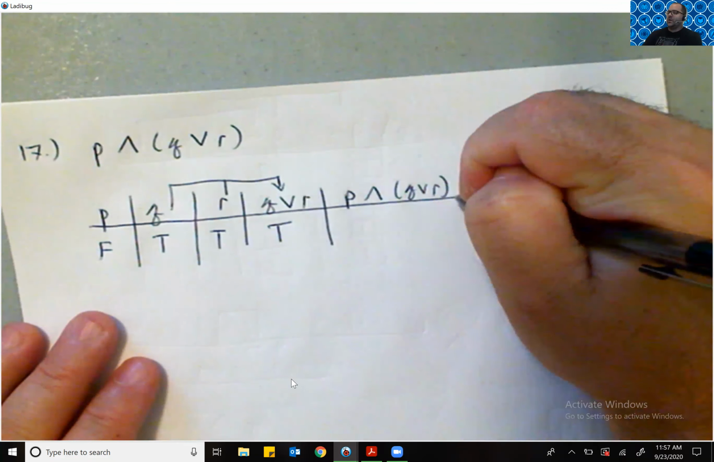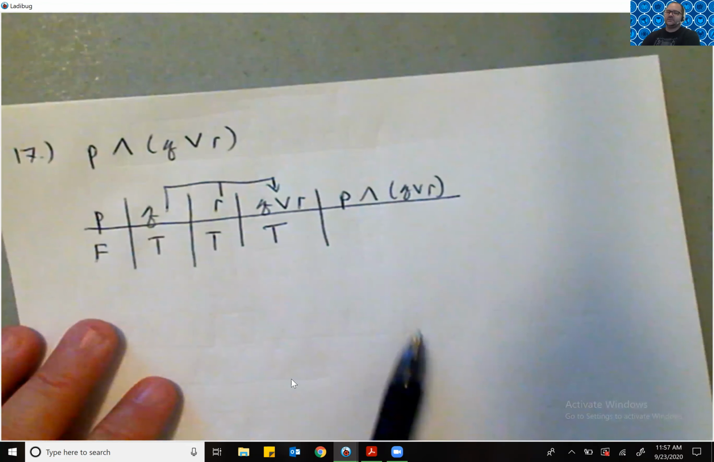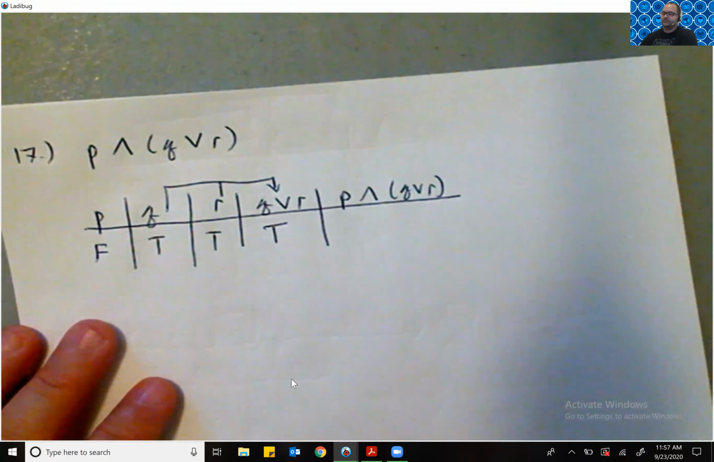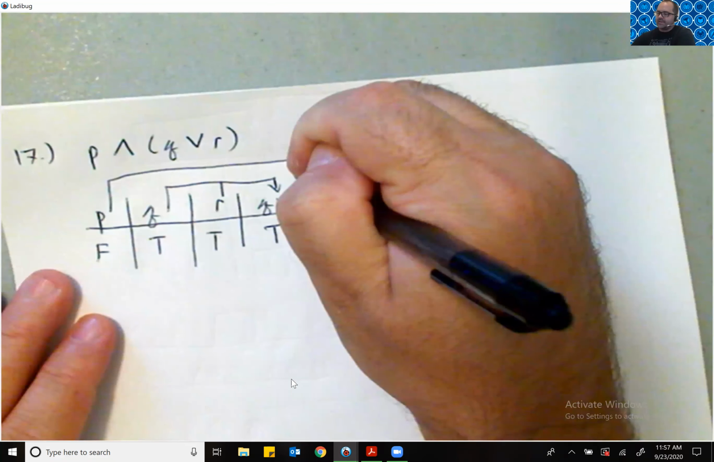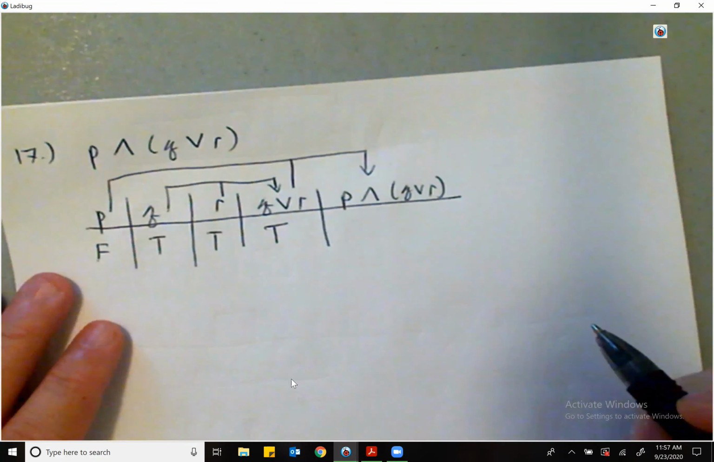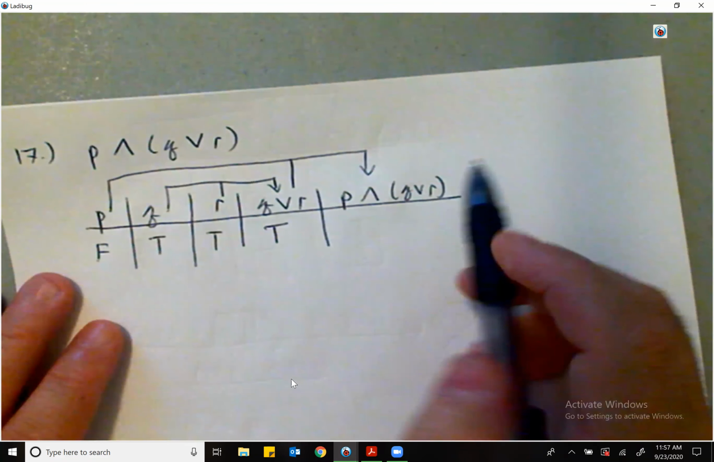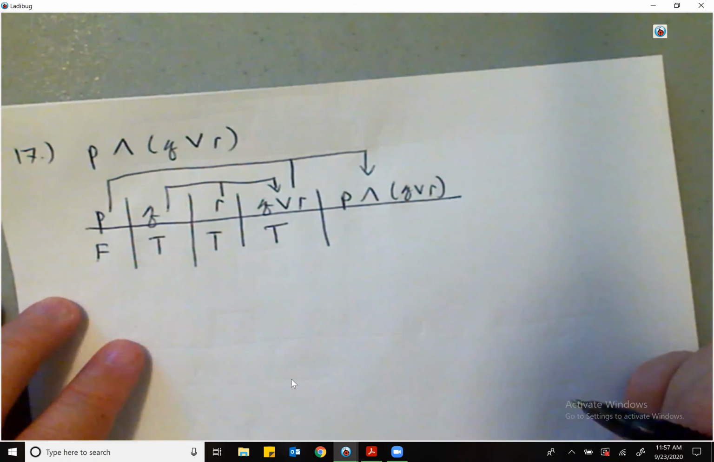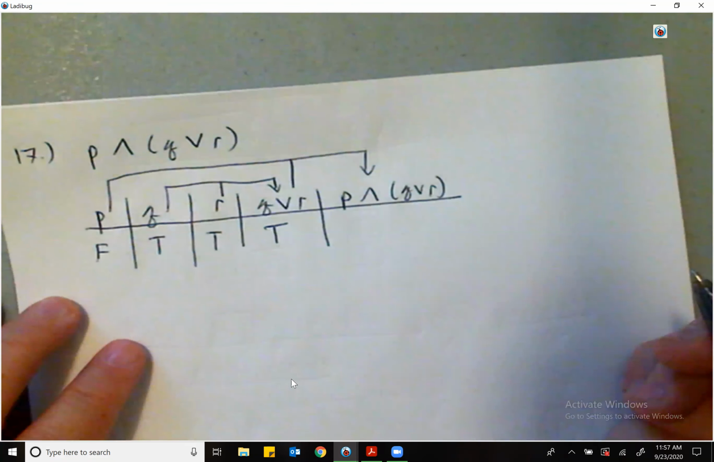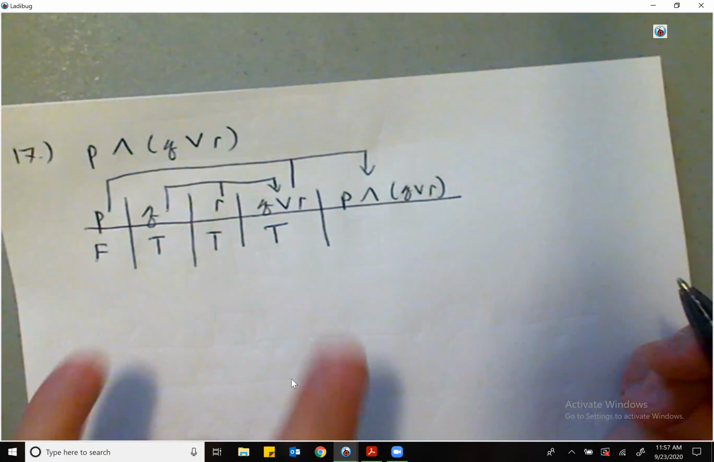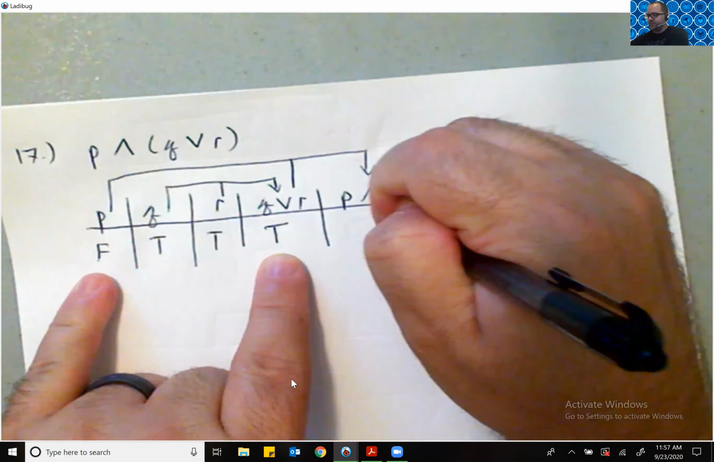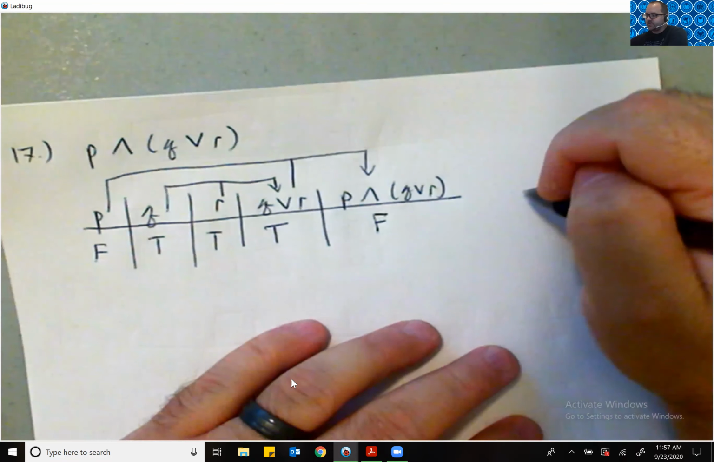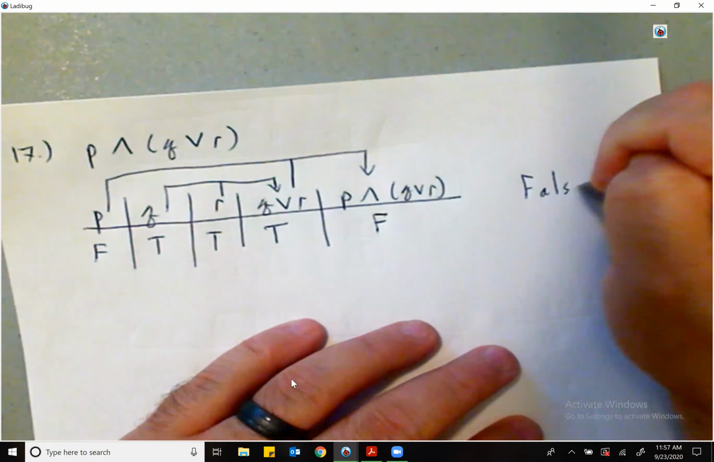All right. What two columns am I going to look at for this? The first and the last. You got it. The first one and the last column we just made. So ands are only true when the whole thing is true. And since the P is false, then the whole thing's false. You got it. You know for sure. So the answer is false. That's what you're going to select.